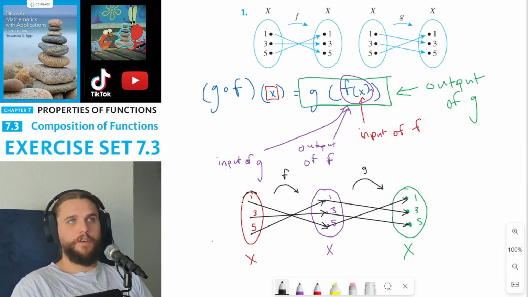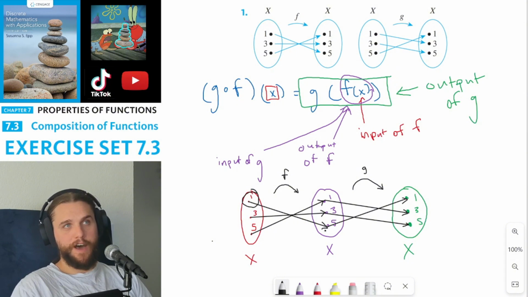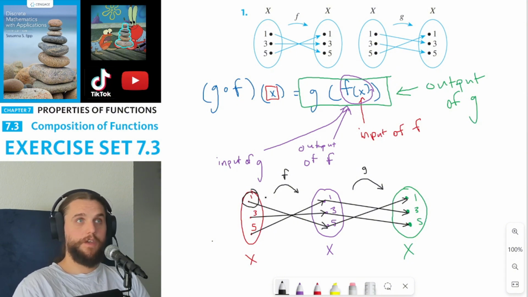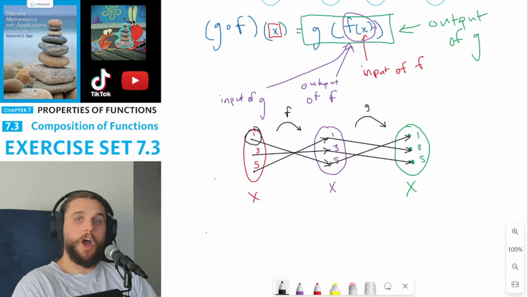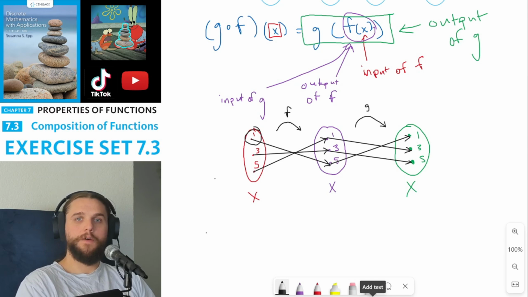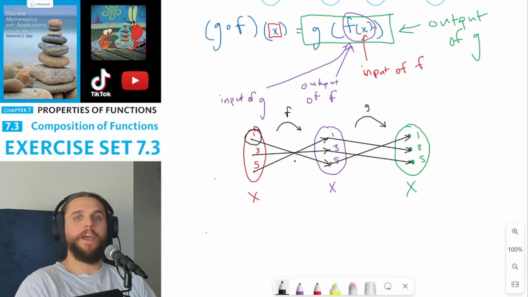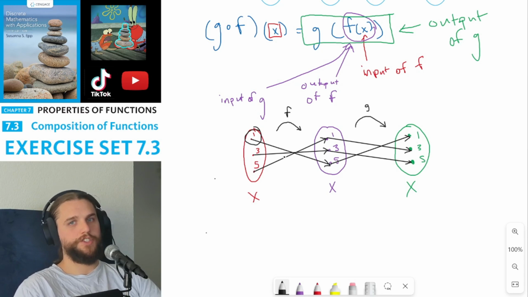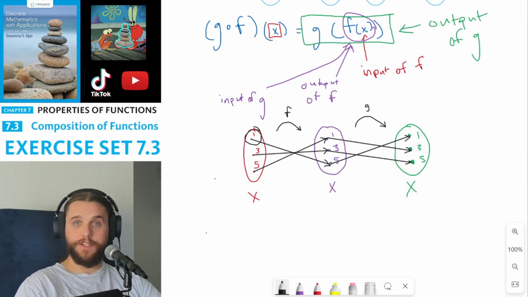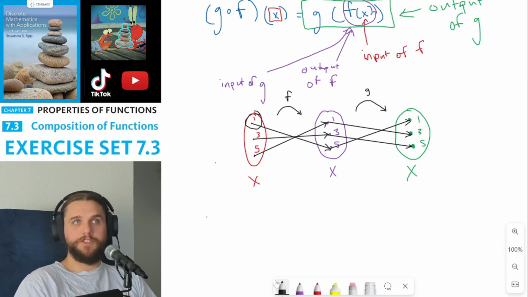If you notice, from the left, the input 1 gets mapped to 5, and then it gets mapped back to 1. The number 3 gets mapped to 3, and then it gets mapped to 5. The number 5 gets mapped to 1, and then it gets mapped to 3. The composition of f and g is really a relation between the first set and the last set, the red set and the green set here. Now this purple set, I think, plays a very important role for understanding what the composition is. But ultimately, the composition is just a relation between two sets.